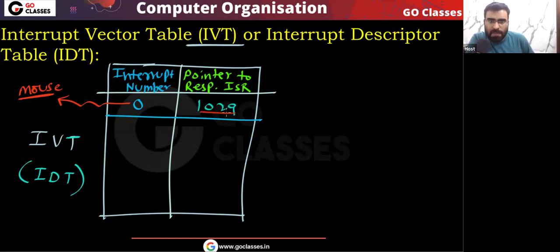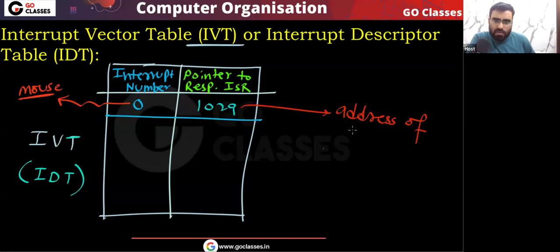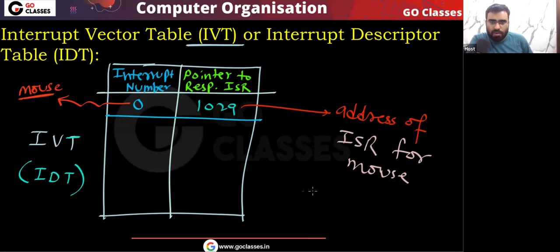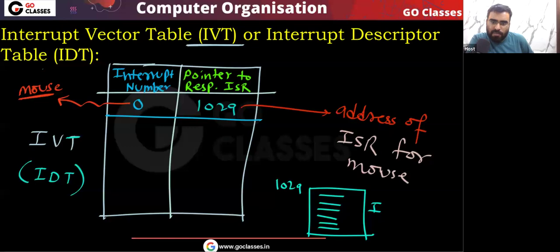What is this number, remember? This is the address of the interrupt service routine for the mouse. Okay, is this clear? Please tell me. Did you understand this? So remember, this is the address of the ISR. If you go to this address, you will find the mouse ISR.